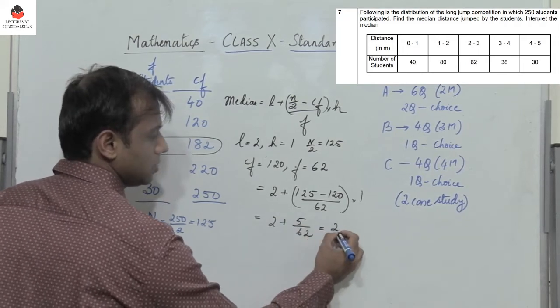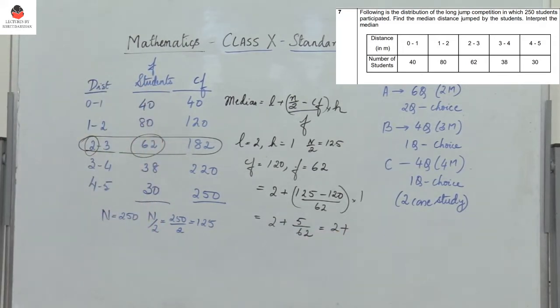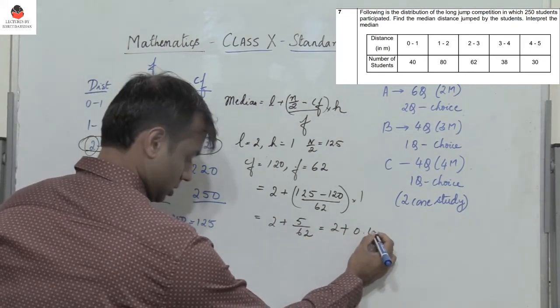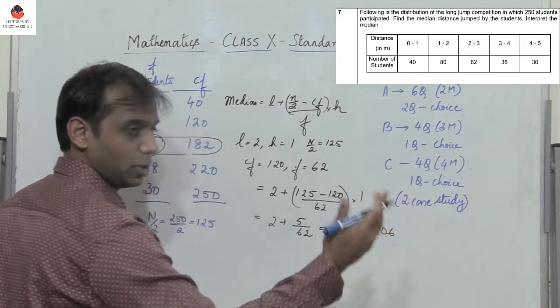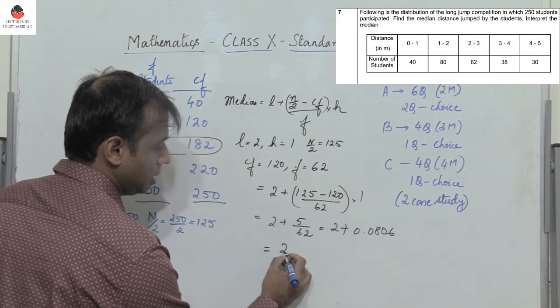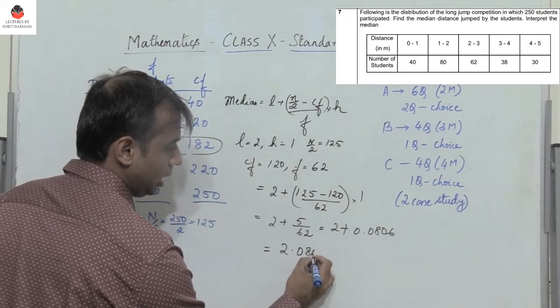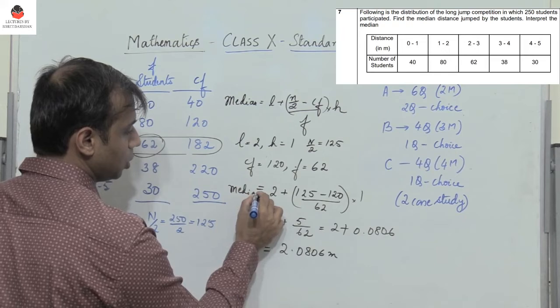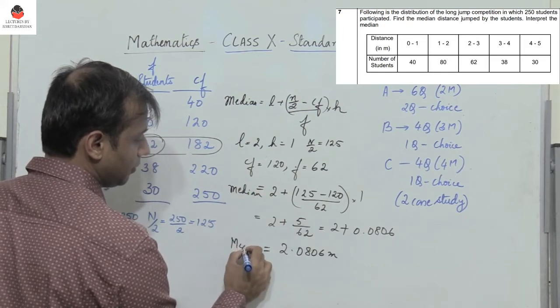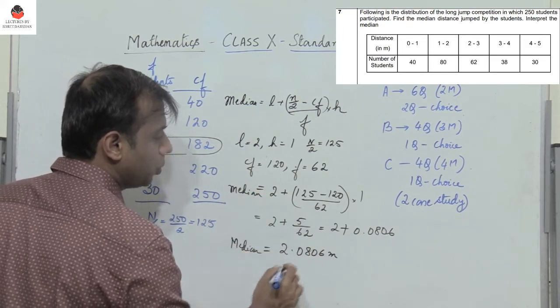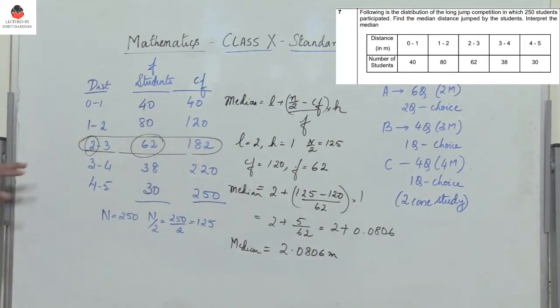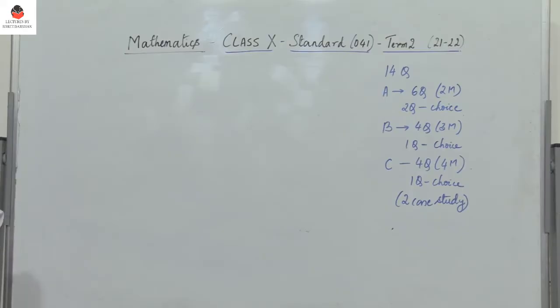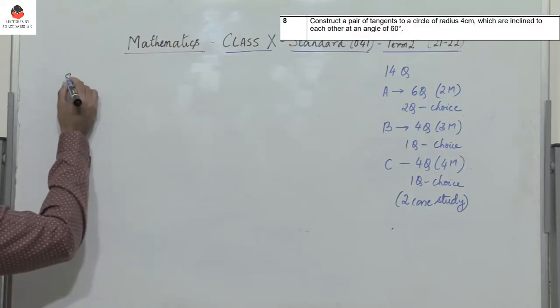Right? So which gives me 2 plus, if you do 5 by 62, you get it as 0.0806 if you calculate. So finally you have 2.0806 meters. So this is the median, what we have calculated. So the median value happens to be 2.0806 meters. Question 8 is a construction problem.